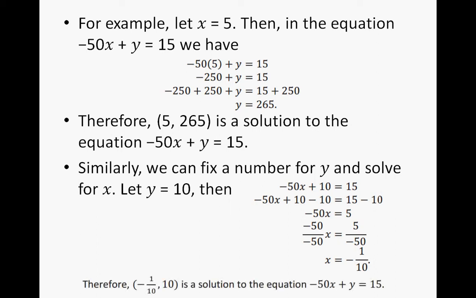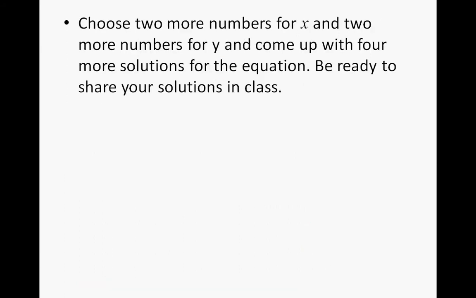So therefore, the ordered pair negative 1/10, 10 is a solution to the equation negative 50x plus y equals 15. So choose two more numbers for x and two more numbers for y and come up with 4 more solutions for the equation. Be ready to share your solutions in class.